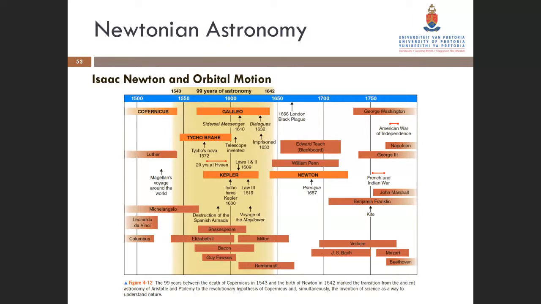So we have here the 99 years between the death of Copernicus in 1543 and the birth of Newton in 1642, which marked the transition from the ancient astronomy of Aristotle and Ptolemy to the revolutionary hypothesis of Copernicus, and simultaneously the invention of science as a way to understand nature. Now, Beethoven wasn't an astronomer. This is just to show a timeline where prominent figures in history lived, were born and died, to show a bit of where astronomy fit in.